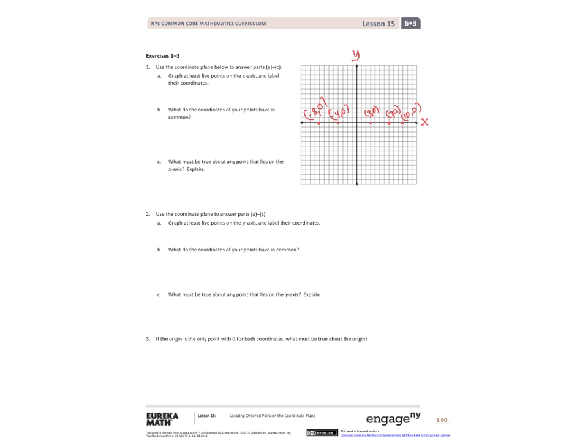Then, what do the coordinates of your points have in common? They have the y-coordinate of 0 in all of them. What must be true about any point that lies on the x-axis? Well, then the y-coordinate is 0.